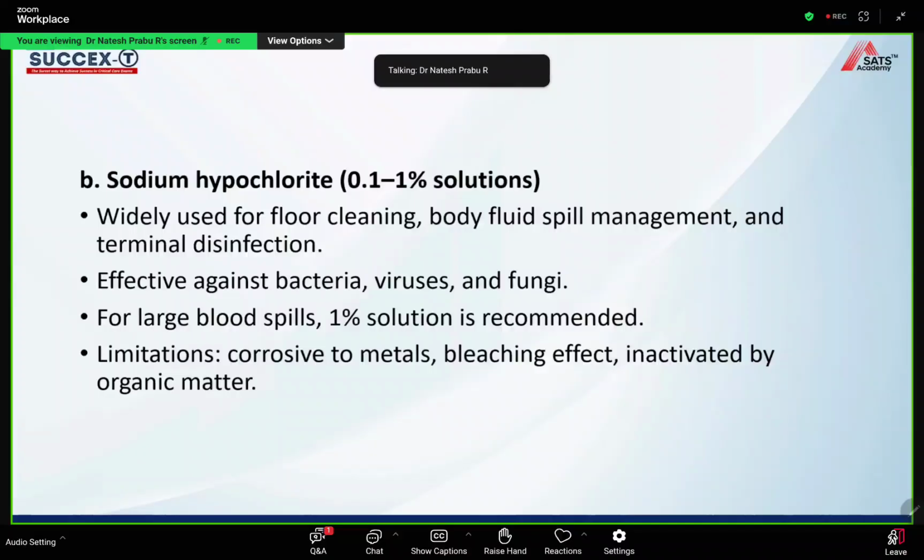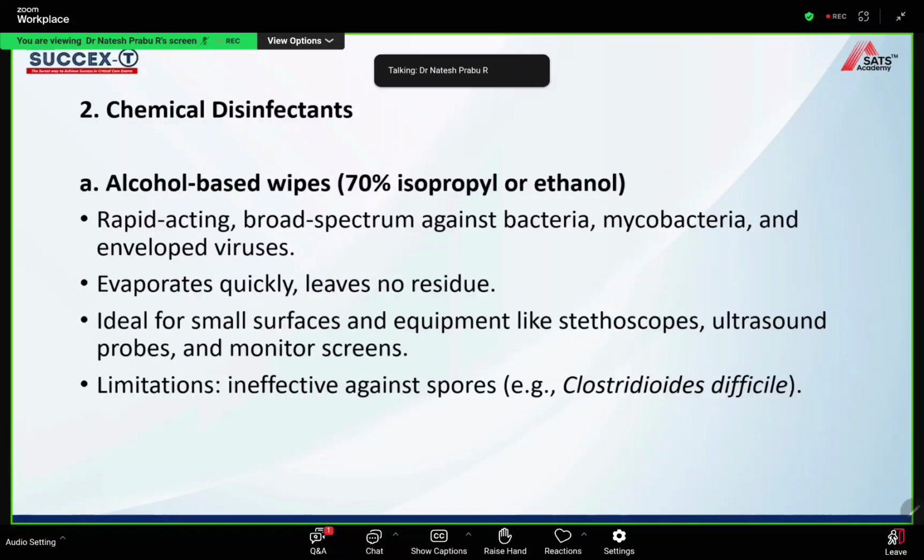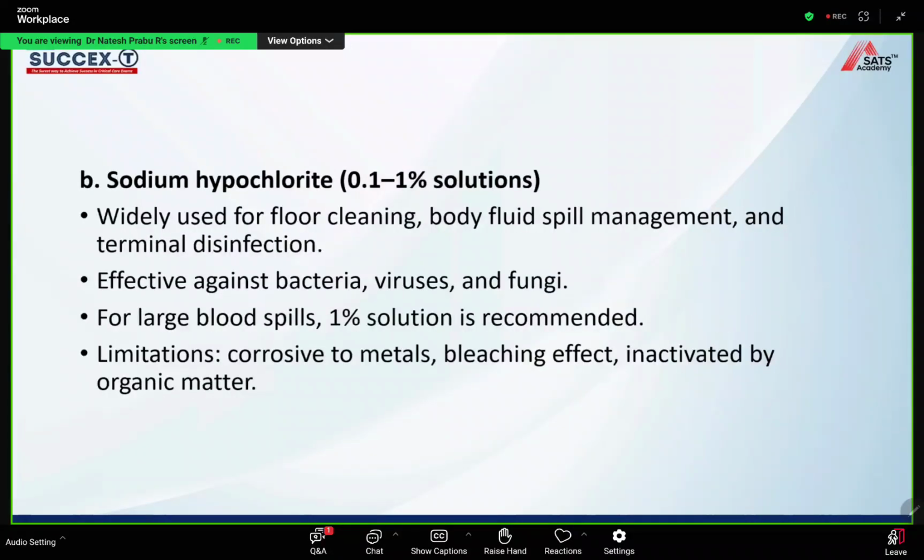We have sodium hypochlorite as a chemical disinfectant also. It's widely used for floor cleaning, body fluid spill management, and terminal disinfection. It's effective against bacteria, viruses, and fungi. For large blood spills, instead of 0.1%, a 1% solution is recommended. Limitations are that it's corrosive to metals, has a bleaching effect, and is inactivated by organic matter.